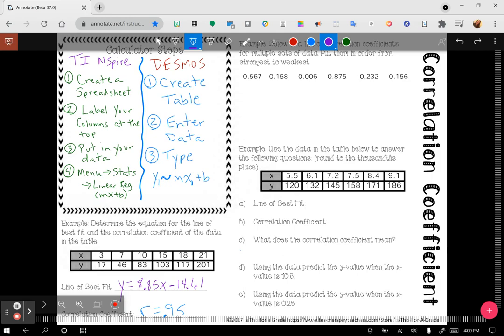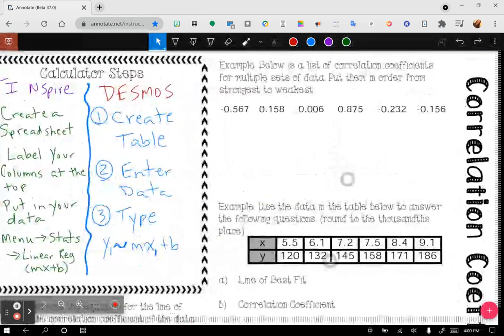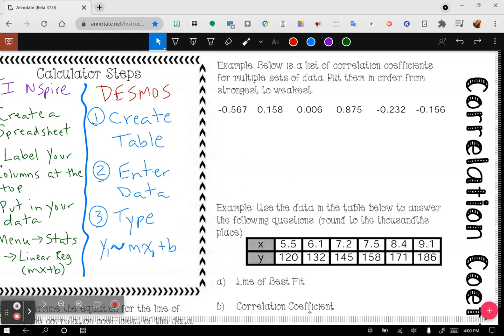Okay? So now, let's talk about this next part right here. It says, below is a list of correlation coefficients from multiple sets of data. Put them in order from strongest to weakest. It doesn't say anything about negative and positive. So we're going to start out with the strongest, which is anything that's closest to 1 or negative 1.